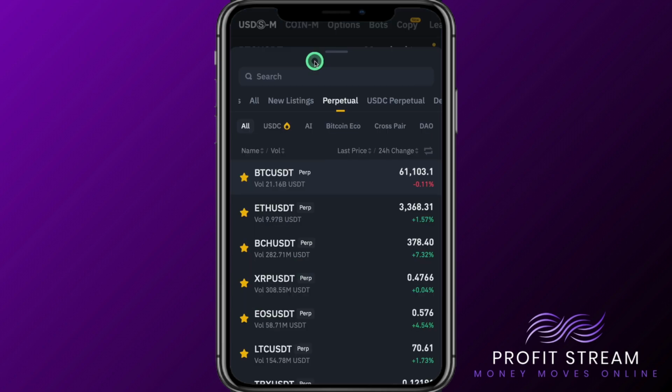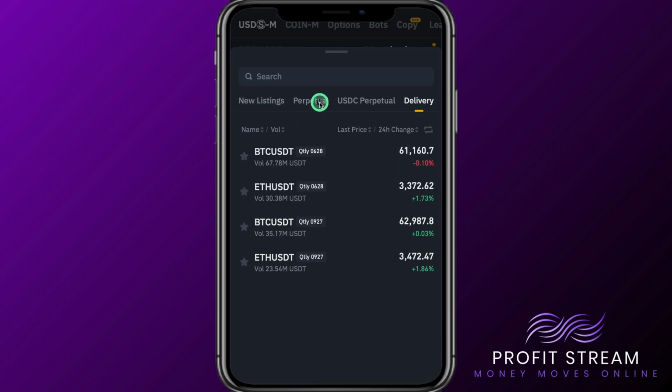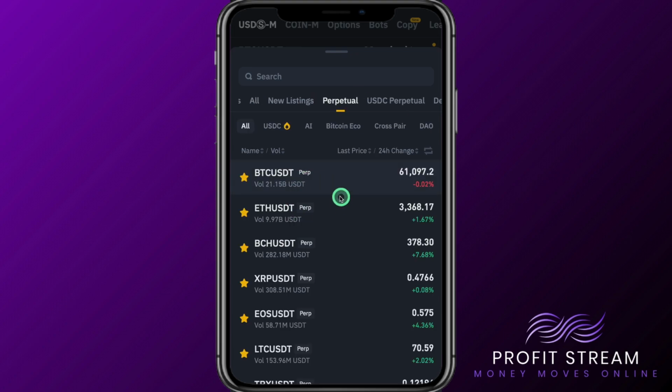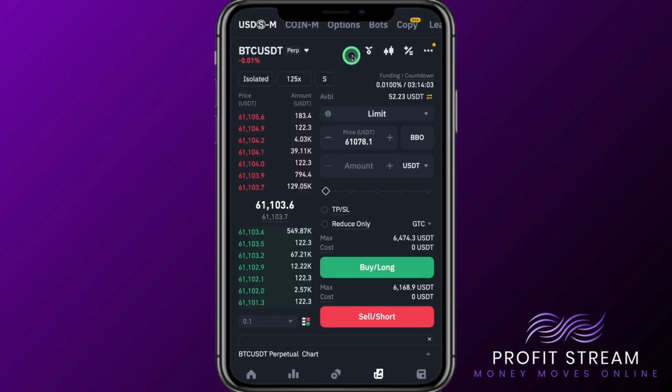Now there are two types of contracts, perpetual and delivery. Well, perpetual is just a future contract that doesn't have an expiry date, while delivery on the other hand does have an expiry date. It's right here. It's 06/28. 06 is the month, 28 is the day. So most people use perpetual because it doesn't have an expiration date. Here you choose which pair you want to trade. Now right next to it you'll see small candles right here. This is for you to view the chart.